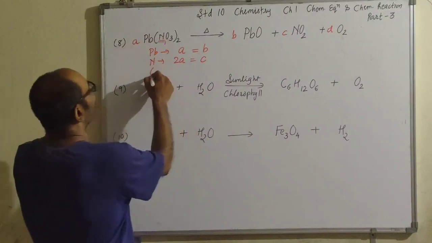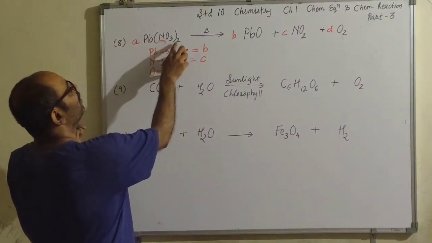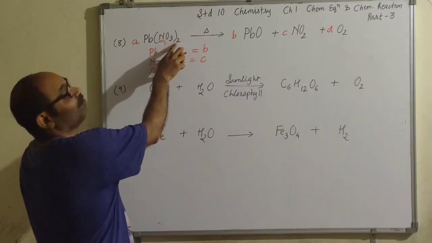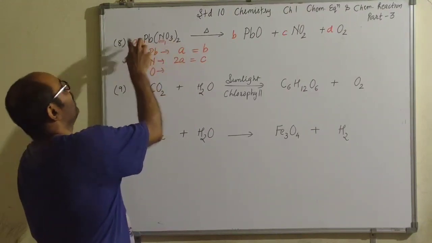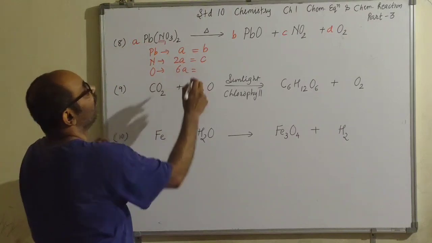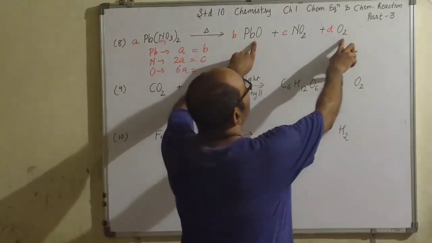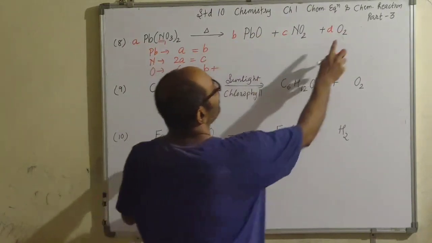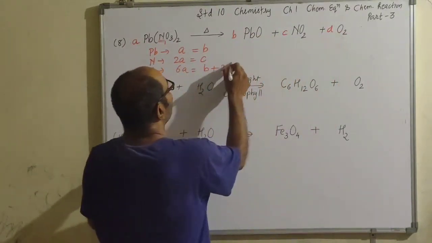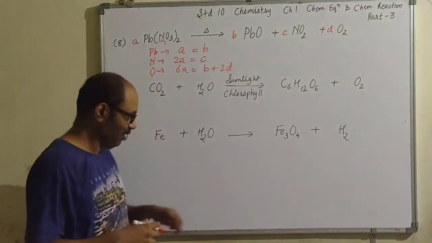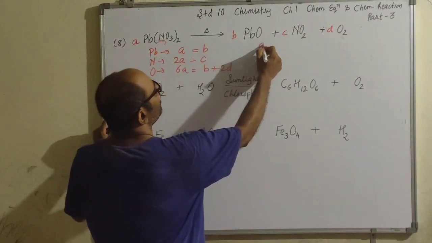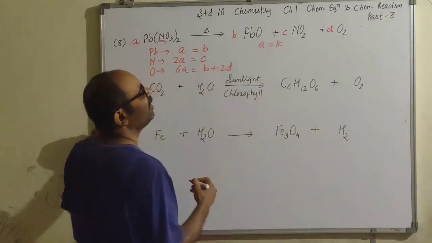Then you have oxygen. The last element. 3 2s are 6. And 6 into A, 6A. And here oxygen are at 2 places. 1 into B, B. Plus 2 into D, 2D. Alright. Let me solve it here. Yeah, I can say here A is equal to K.